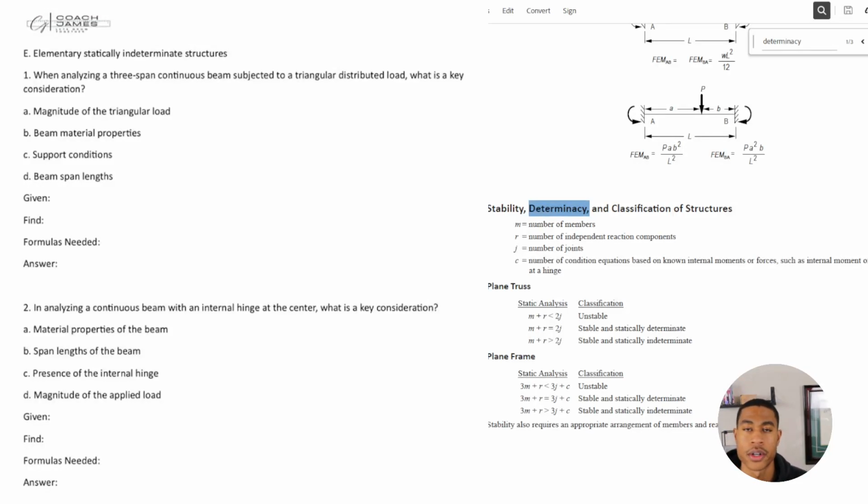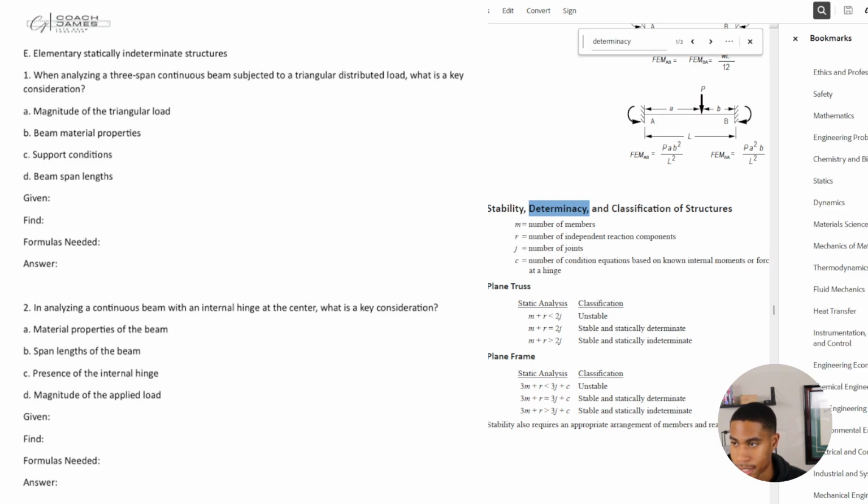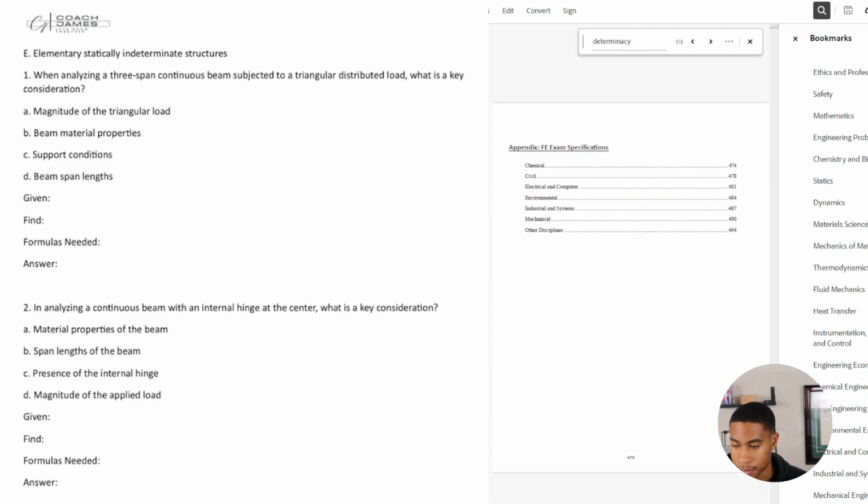Today in this video, we are going to be continuing our structural engineering section for the Civil FE exam review. And today we're going to be focusing specifically on elementary statically indeterminate structures. Now, that's a lot of words and they're kind of big words, but we're going to break them down. There's some concepts that you need to know from this section. And so I definitely want to show you where we're at and why I'm saying that this is so important for you as you're studying structural engineering.